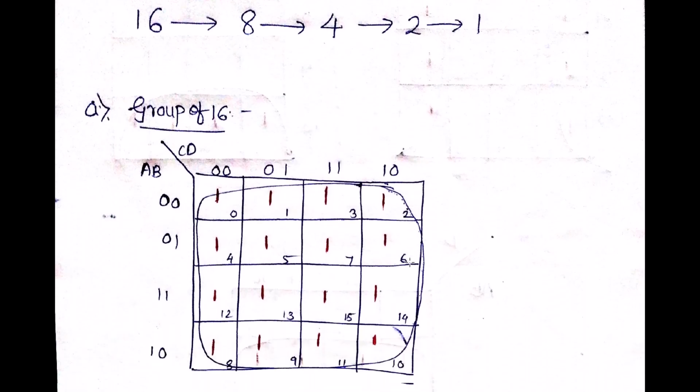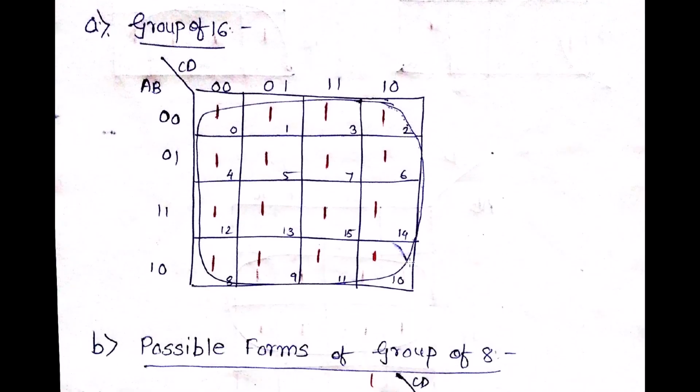So in the last class, I told you how to first of all prepare this KMAP. What are these numbers, 00, 01, 11, 10? I had explained all of these things in the last video. So if you haven't watched that video, please go and watch it out.